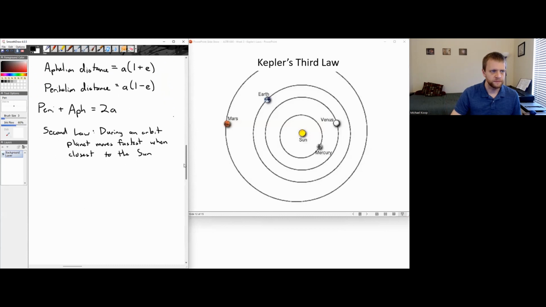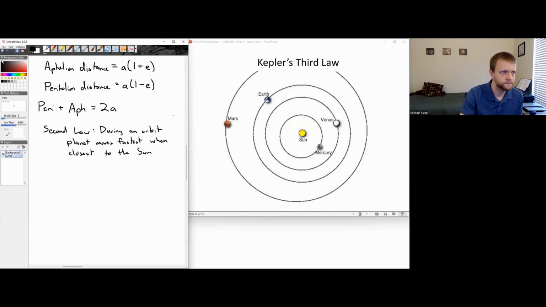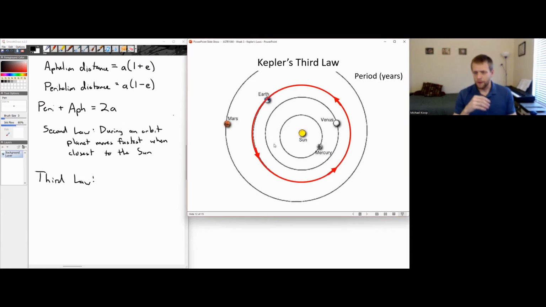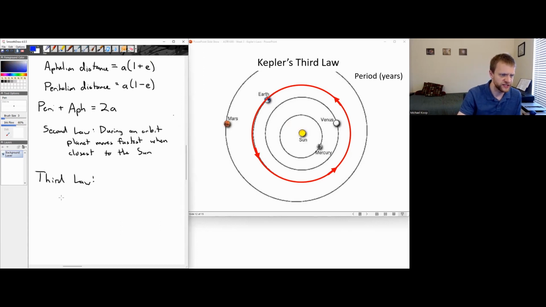The third law, let's write this one down. There's a couple of properties that we're going to have to talk about for talking about Kepler's third law. Let me reset my camera one more time. We can measure the period of motion, how long it takes an object to orbit its star, and we can measure that in years. So the period, let's get some definitions down.